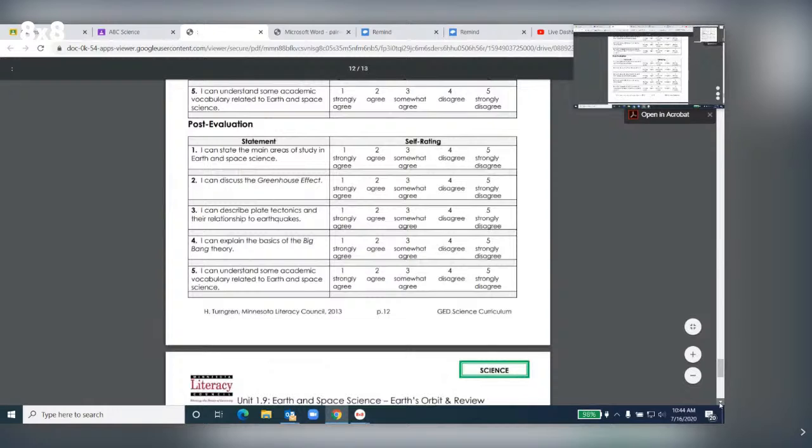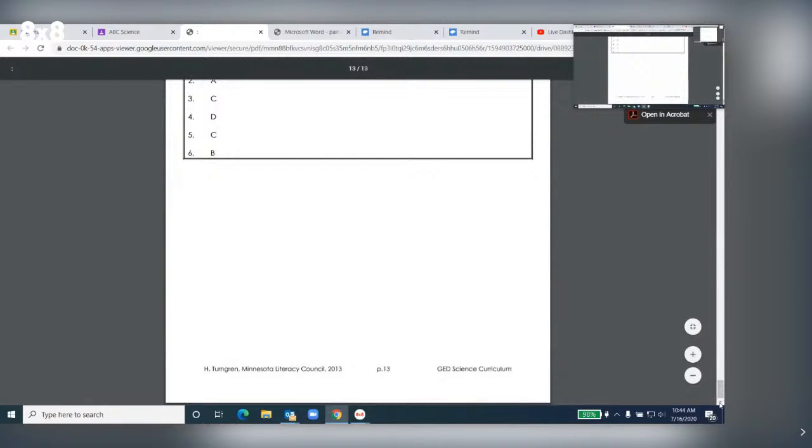The one thing I want you guys to take away is usually when there's a reading passage, go ahead and, I didn't do it all the time, but read the answers first so you know what you're looking for. Then go ahead and go back up and read the reading passage.